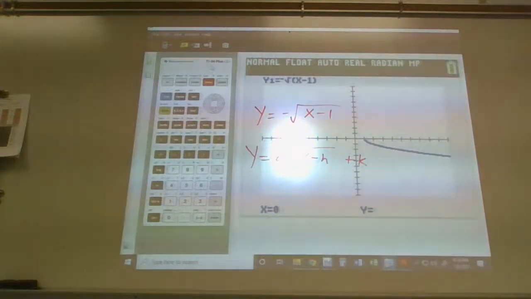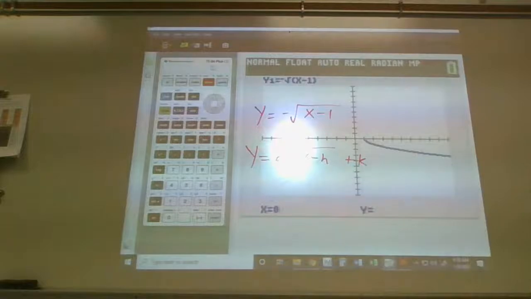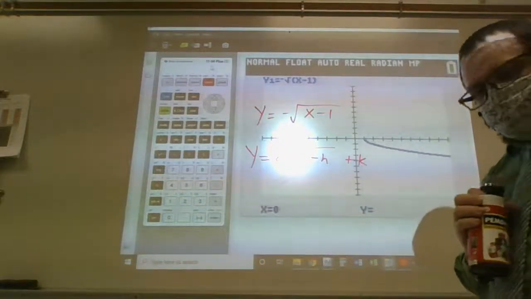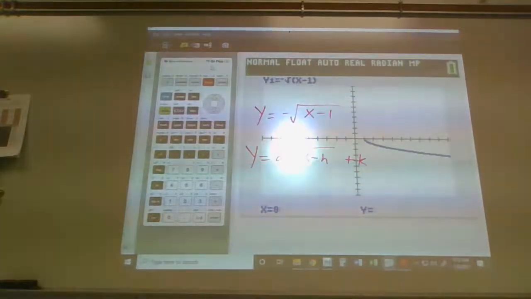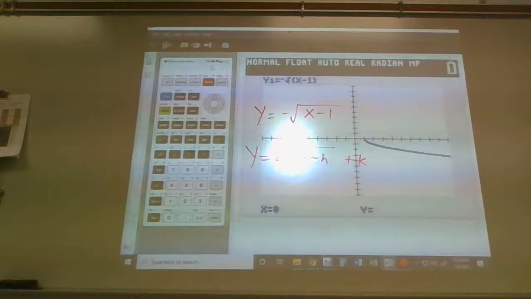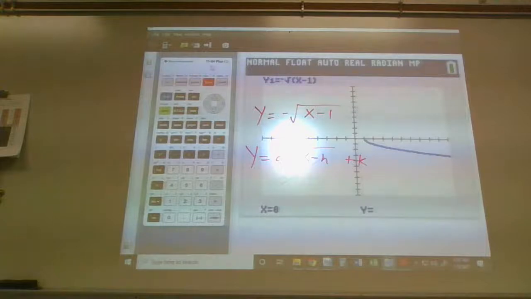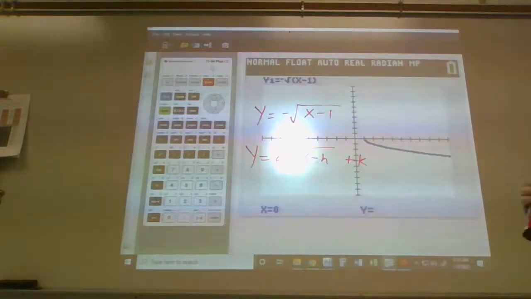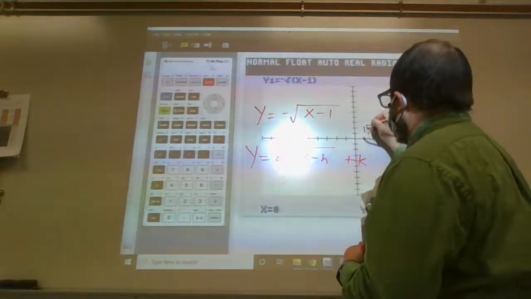X minus h indicates that your h value is a positive 1. As we wrote into our notes, I put a little bullet point on there saying that you had to pay close attention to the sign that was on your h value. These are all in our notes from last class. Now, because it's x minus h, that negative is already taken into account. It's x minus 1. Your h value is positive 1.